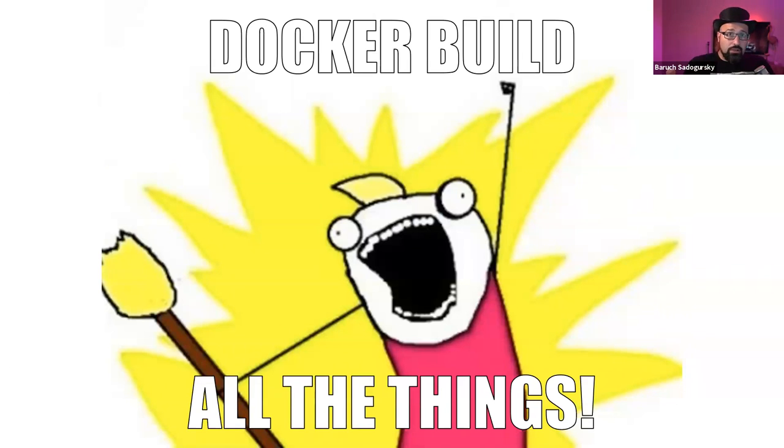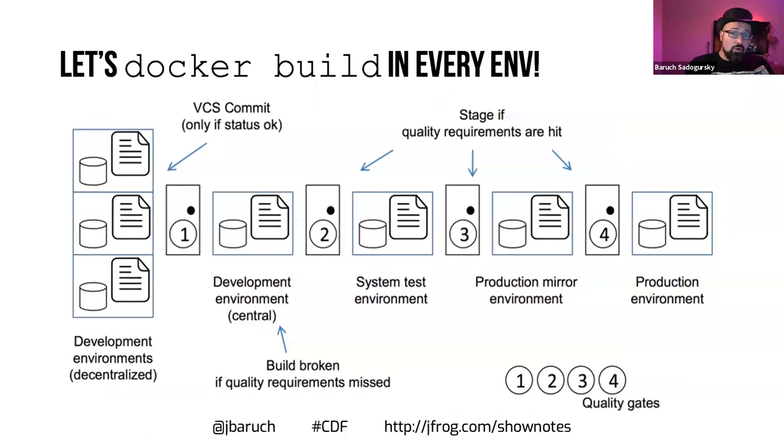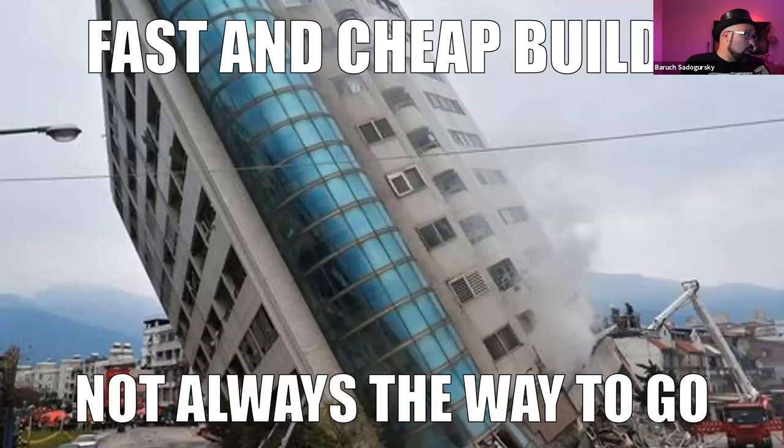Building Docker images in each and every environment, instead of promoting one image that you built in the beginning, seems easy, by far much easier than promoting an existing Docker image, and also seems reliable enough because Docker build produces the same Docker image every time. Or does it?